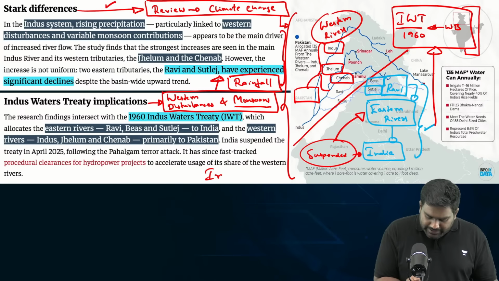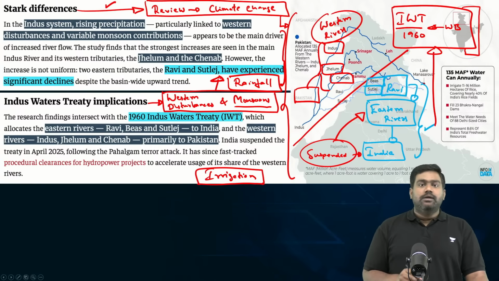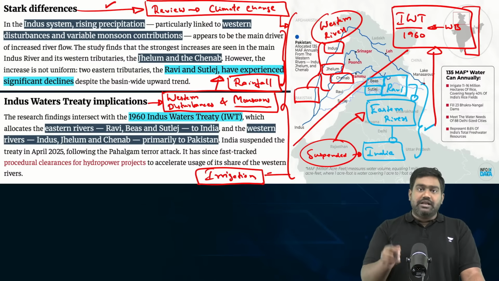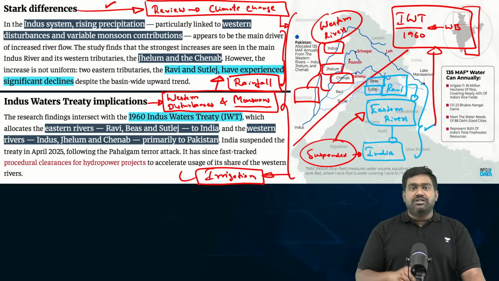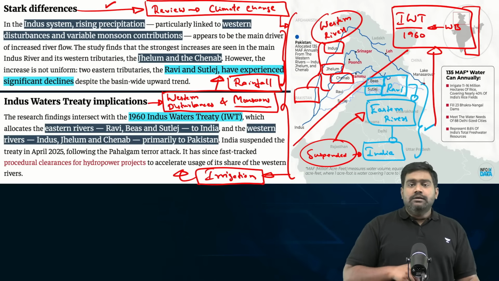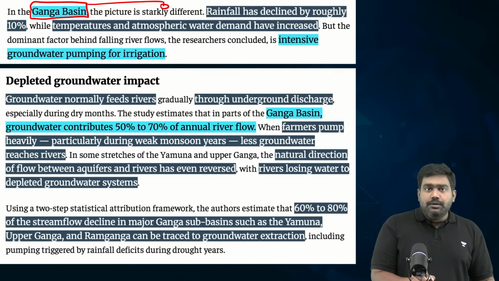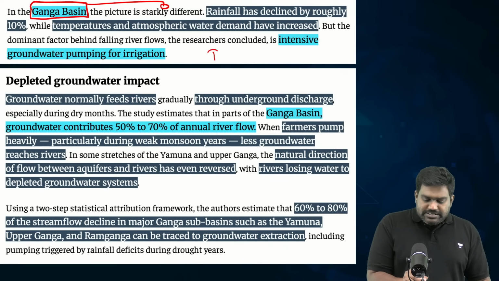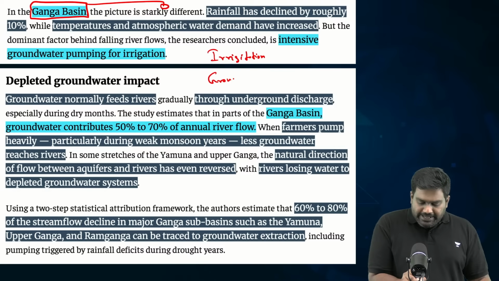The persistent high levels of irrigation and pumping of water from the groundwater table, right? And utilization of even the river water for irrigation is something which is affecting water flow on the Indian side. Whereas if you look at the Ganga basin, the main reason for the drop here is excessive irrigation and groundwater exploitation, the over exploitation of the groundwater table.